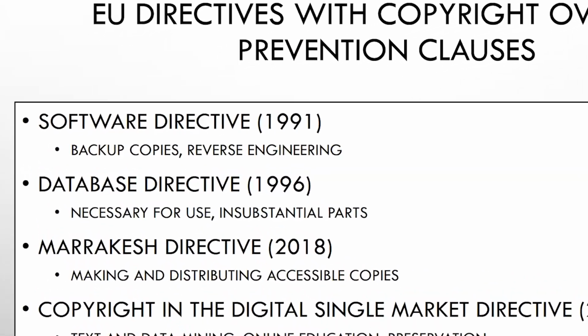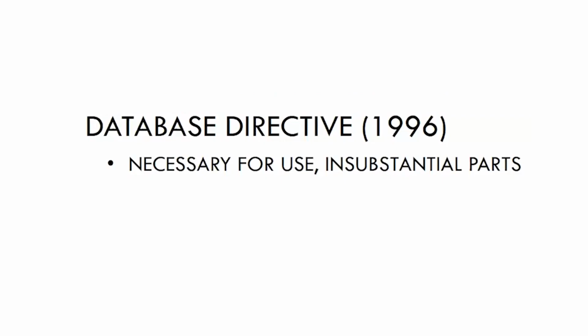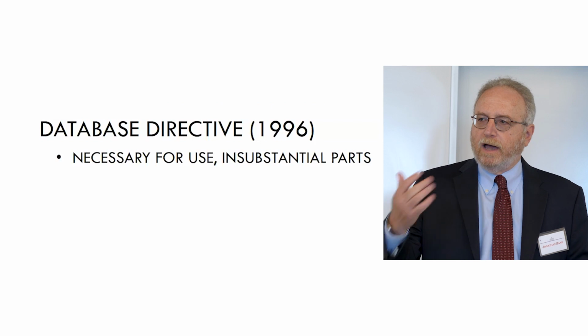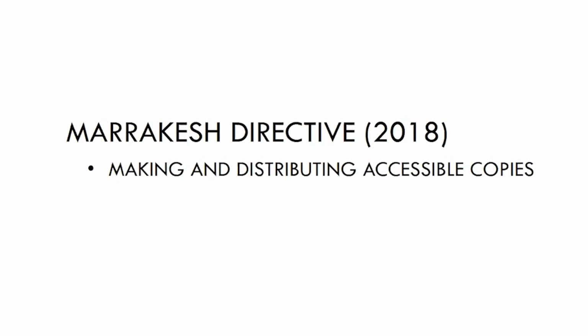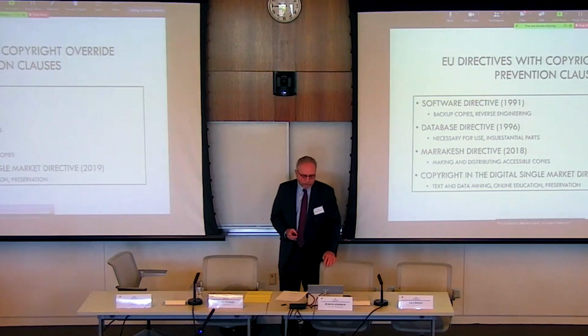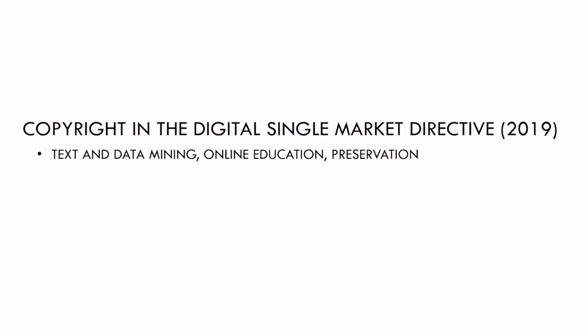The software directive contains exceptions for the making of backup copies and copies that are made during the course of reverse engineering. And the directive says that any contract term that tries to prevent those activities is not enforceable. It's null and void. Similarly, the database directive has exceptions for making copies that are necessary for the use of the database and for copying insubstantial parts. And there too, it says any contract term that is contrary to those exceptions is not enforceable. Marrakesh Directive, the clause says any contract term that tries to limit the making and distribution of accessible format copies is not enforceable. And then finally, just a couple of years ago, in the Copyright in the Digital Single Market Directive, there are exceptions for text and data mining, for online education and for preservation by cultural heritage institutions, and those too cannot be overridden.